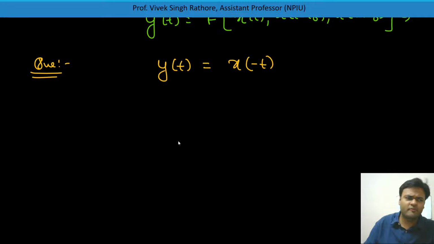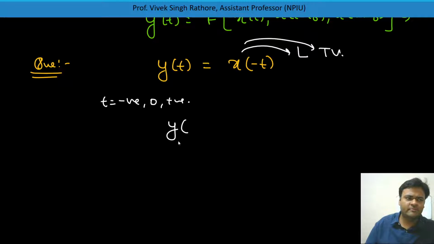Earlier we have seen this type of question as linearity. We have seen this question as time variant. Now we'll see whether it is a causal or non-causal system. What we need to check is, let's check at t equal to some values: a negative value, zero value, and a positive value.